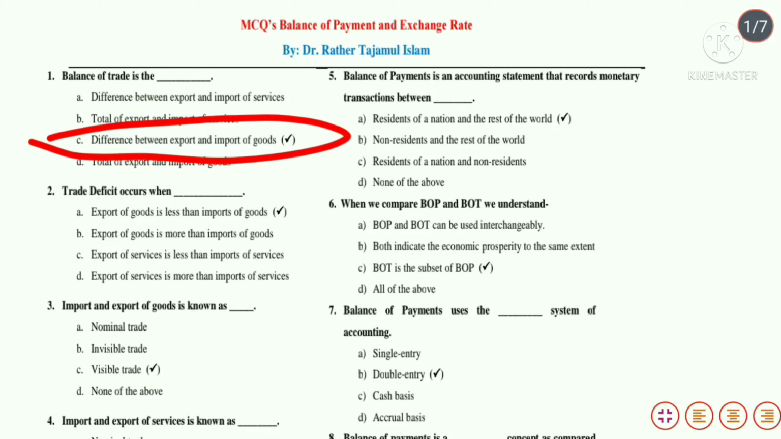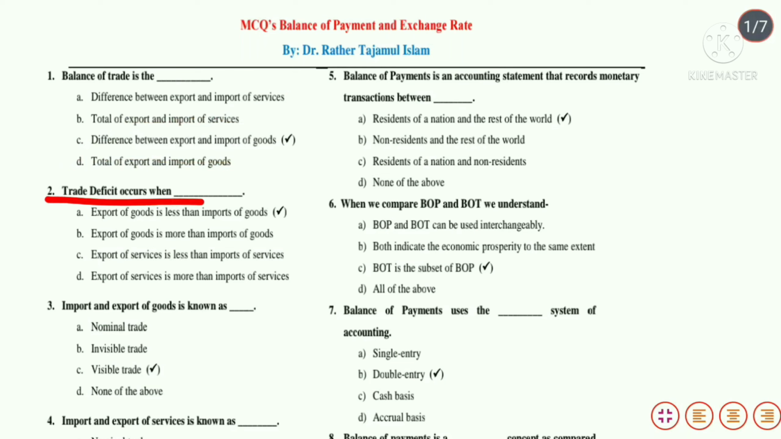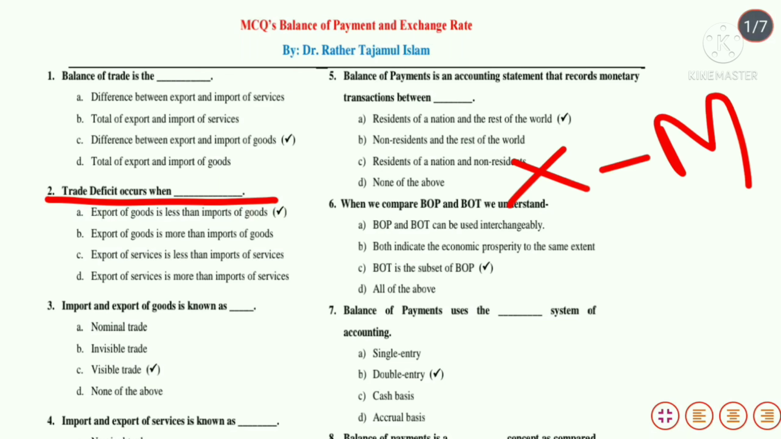correct answer. Next question, that is trade deficit occurs when the value of trade balance of trade is equal to x minus m, that is value of exports minus value of imports. जब value of exports कम होगा as compared to the value of imports, then we have trade deficit. That means export of goods is less than the import of goods.